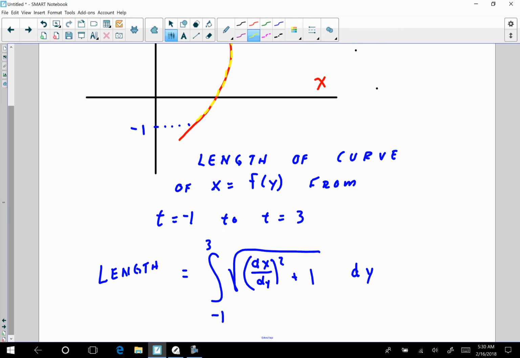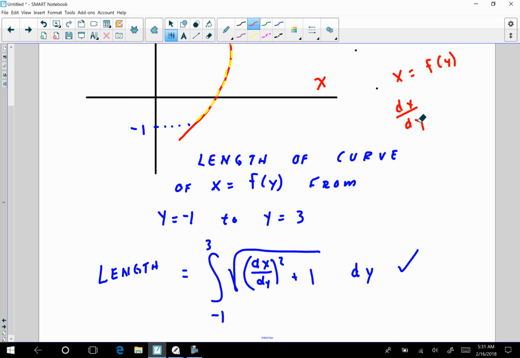So this is the formula that gives the length of a curve, x equals f of y, from, these are wrong. Thank you, Lee. You're welcome. From y equals -1 to y equals 3. And this is the formula right here. I have the integral from -1 to 3 of the square root of (dx/dy) squared plus 1. The key here, if I have this x as a function of y, is I have to take the derivative of x with respect to y, and that's where this is going to come from.